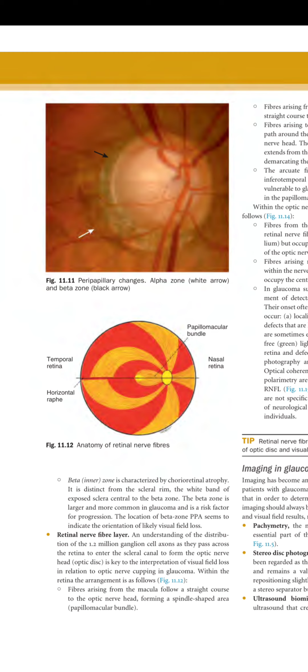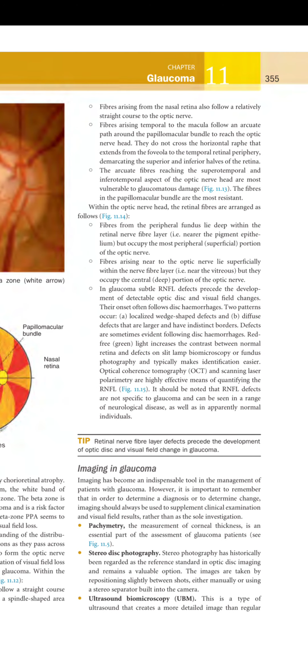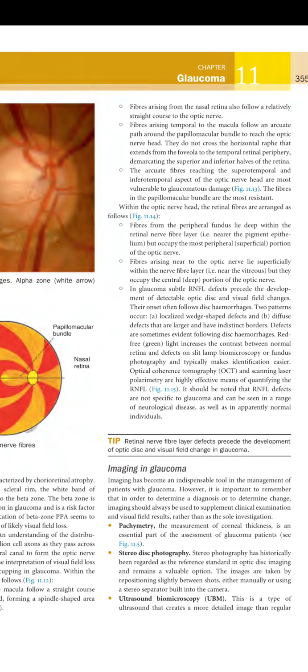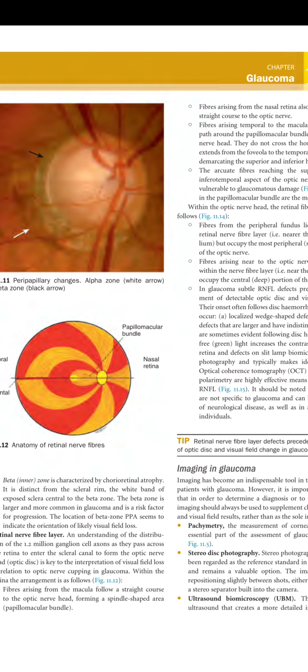Fibers arising from the macula follow a straight course to the optic nerve head following a spindle shaped area. So basically those which are arising from the macula are just going straight, and they are going to the temporal part of the optic disc. Fibers arising from the nasal retina also follow a relatively straight course to the optic nerve. So the nasal retinal fibers also have a straight course, and they end at the nasal side of the optic disc.